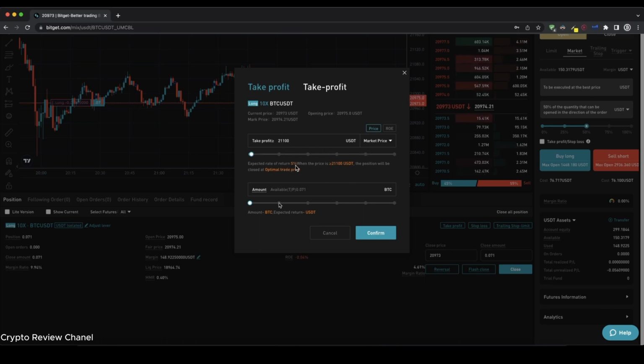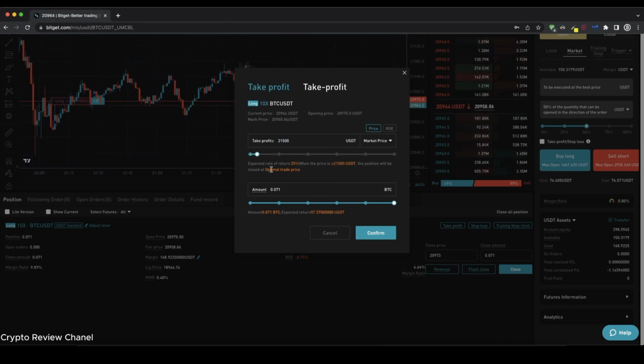It automatically calculates the expected rate of return. In this case, this would be a 5% return on our own investment. And then down here, you can choose how much of your position you want to be closed. In this case, let's say we want to close all of it. This would mean an $8 profit. Really nice that you can immediately see what price, what percentage, and how much profit you will actually make.